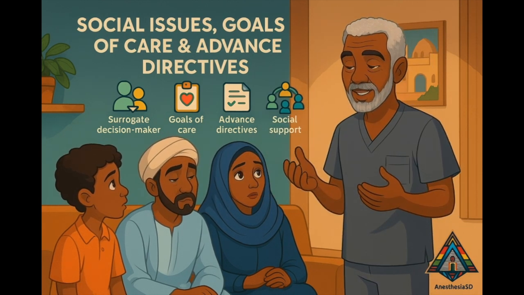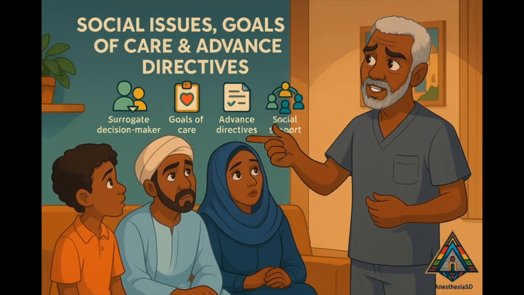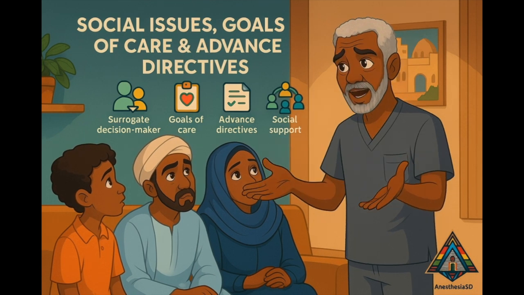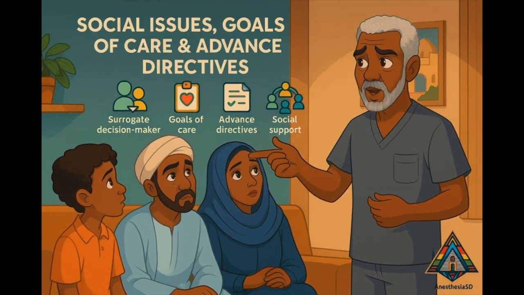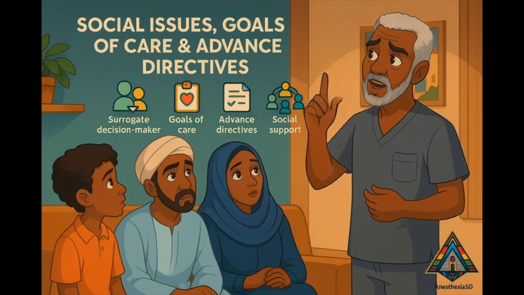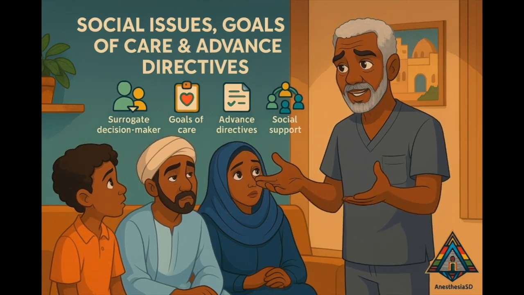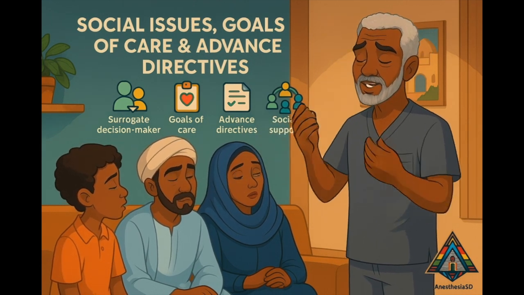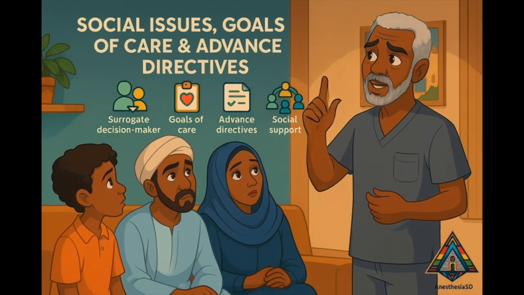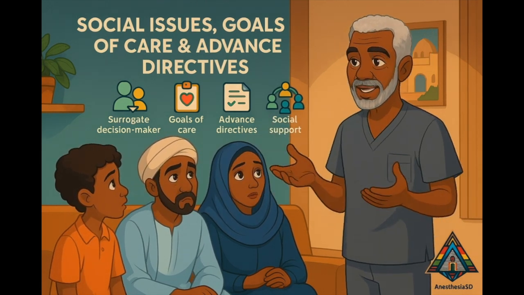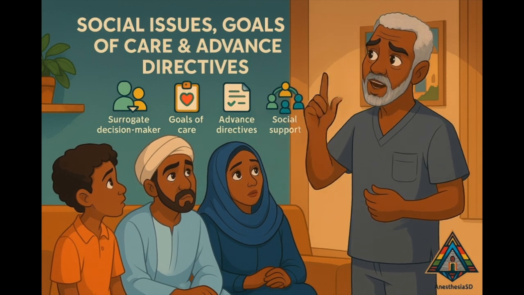Social and ethical considerations form an essential part of evaluating a critically ill patient, because clinical decisions must always align with the patient's values, preferences, and overall goals of care. We begin by identifying the surrogate decision maker, the person legally or practically responsible for making choices on behalf of the patient when they are unable to do so themselves.